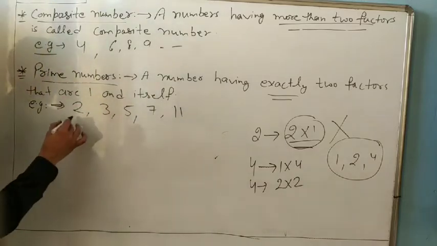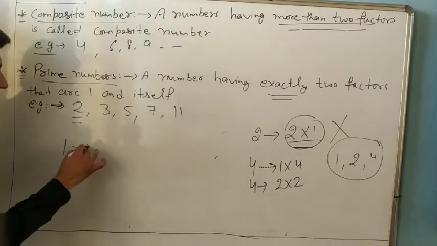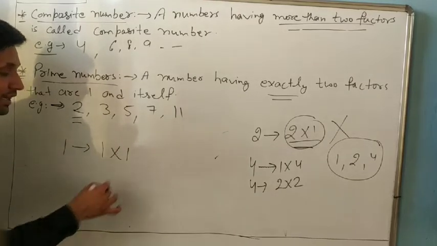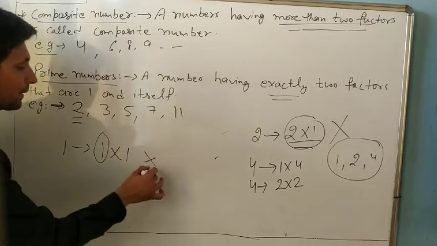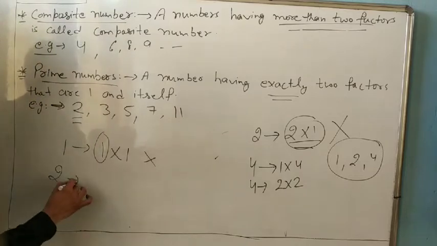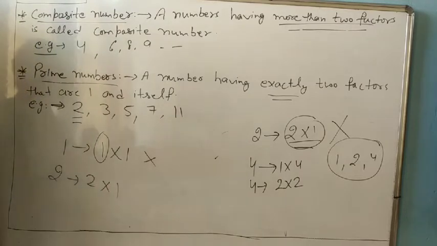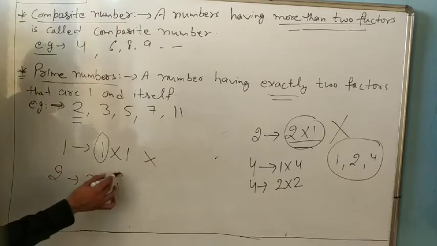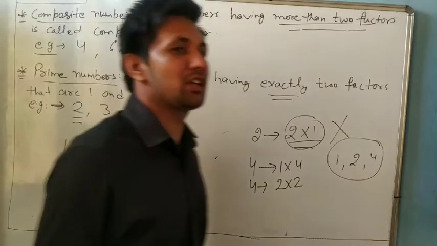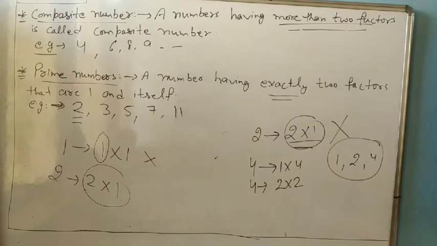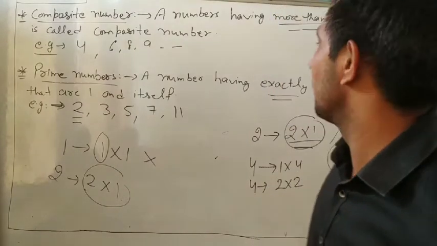So the first prime number is 2. 1 is not a prime number because 1 into 1, it has only 1 factor, 1. So it's not a prime number. But 2 is a prime number. 2 into 1, only 2 factors, 2 and 1. So it is a prime number. So 2, 3, 5, 7, 11, 13, 17, 19, 23, these are all prime numbers.